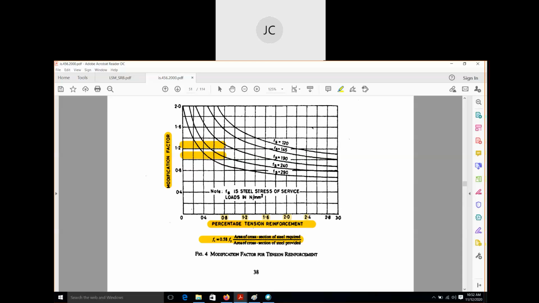Okay, so now we have two values. For Fs equal to 190, the K value is around 1.335, and for Fs equal to 240, the K value is around 1.1. And we need the value at 212. So what is the procedure we have to follow? Can anyone tell me the name of the procedure?